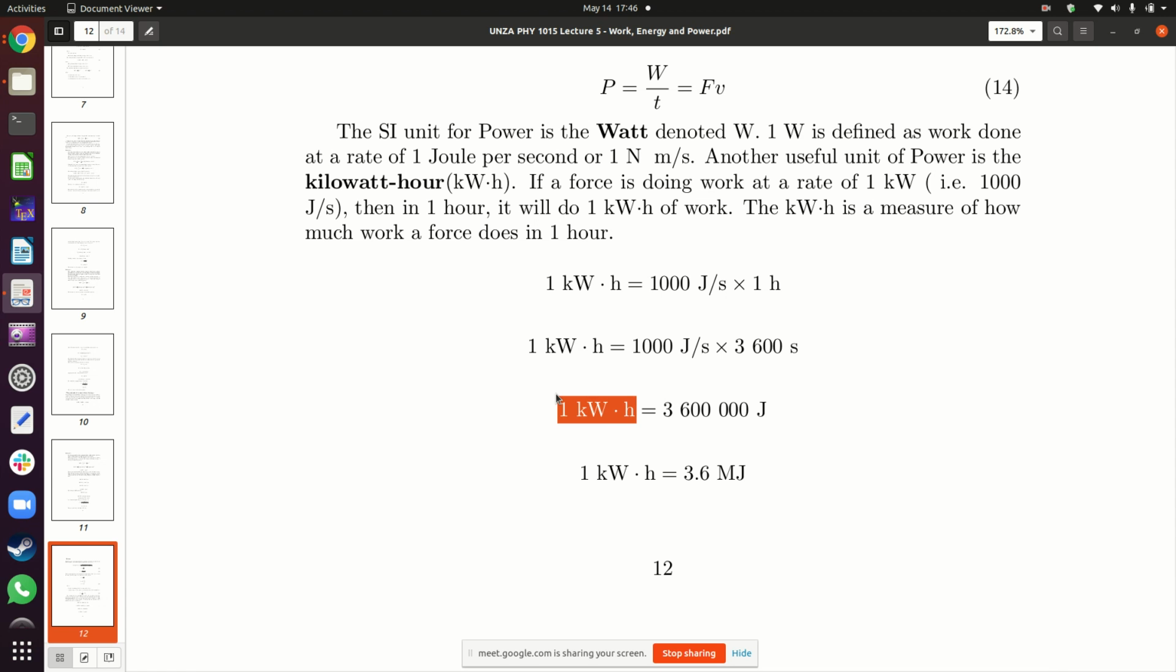So in 1 kilowatt hour, you perform work which results in the transfer of 3,600,000 joules of energy. This is a large unit of work or energy, since we are measuring in hours how much work has been done in that same amount of time. Okay. Any question?